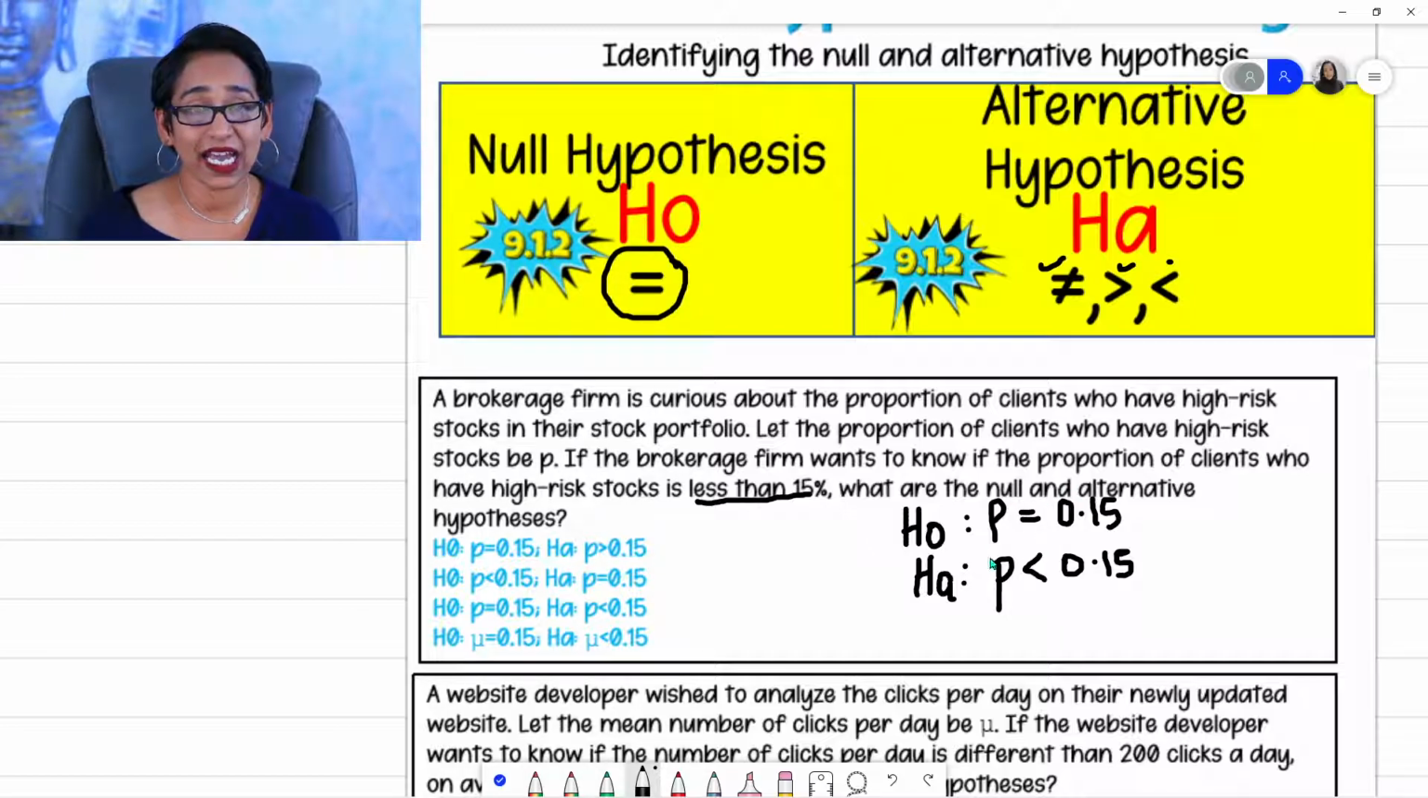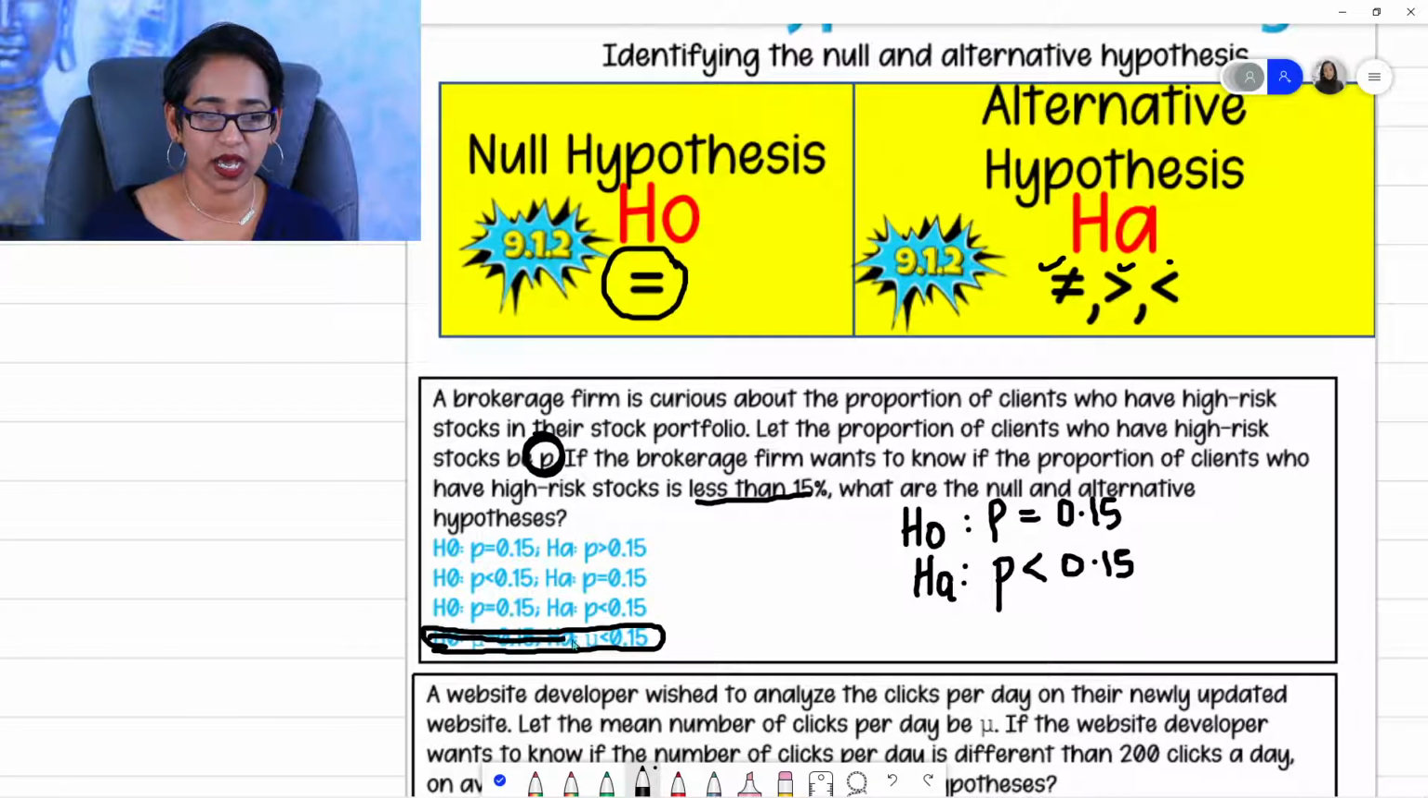Now that I have these two, let me see which one is my option. My alternative is less than, so let me look for which option has an alternative of less than. Look here, option 4. In option 4, they're using the mean, but they did not talk about the mean. They talk about P. So this is not my option. I'm going to simply cancel that. I think I canceled it in a very bad way.